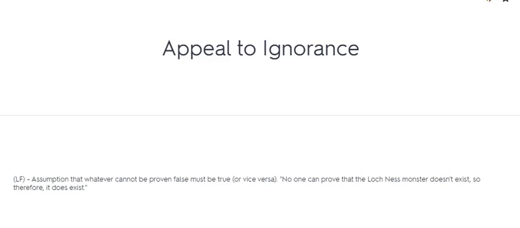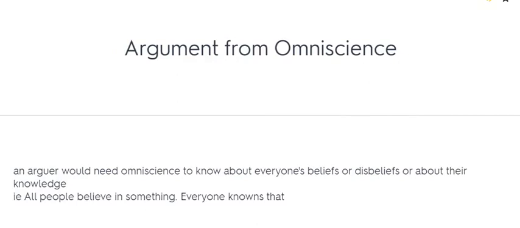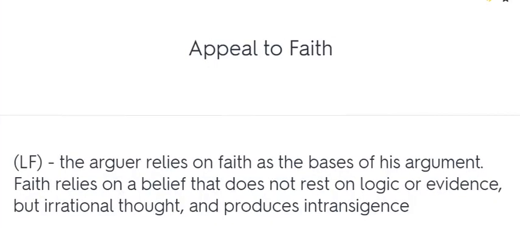Argument from omniscience. An arguer would need omniscience to know about everyone's beliefs or disbeliefs or about their knowledge. Example: All people believe in something. Everyone knows that. Appeal to faith. The arguer relies on faith as the basis of his argument. Faith relies on a belief that does not rest on logic or evidence, but irrational thought, and produces intransigence.